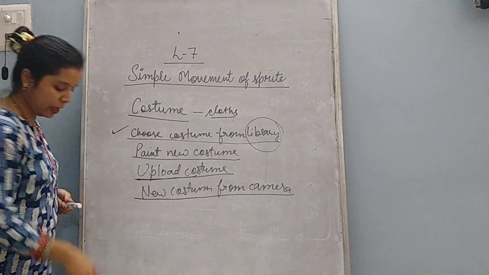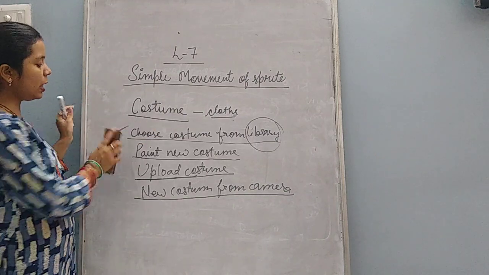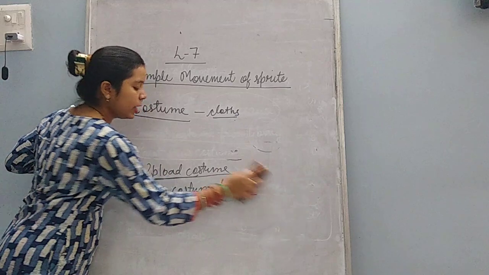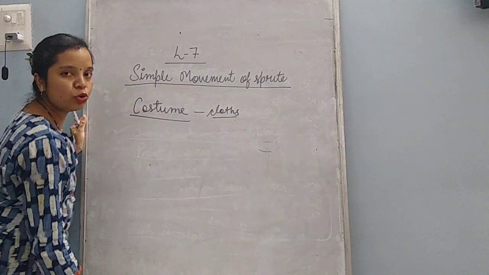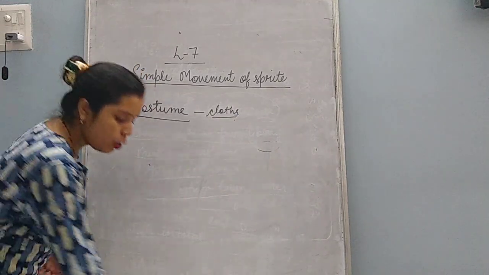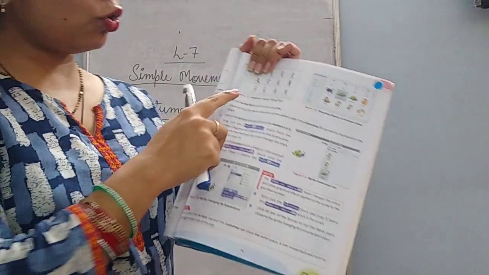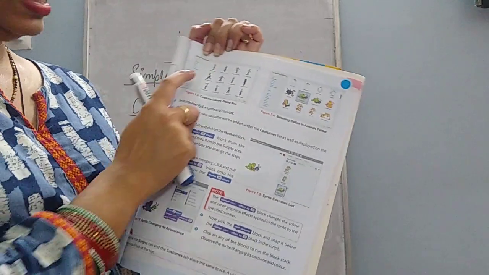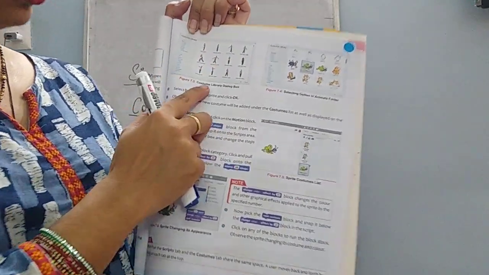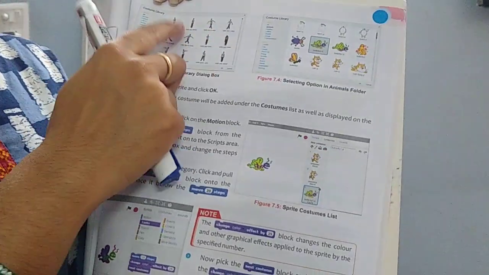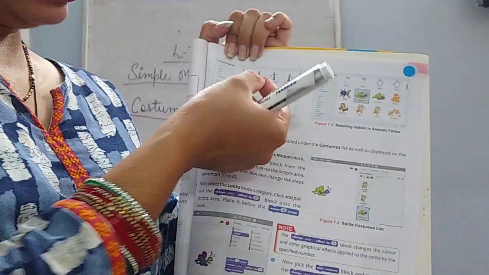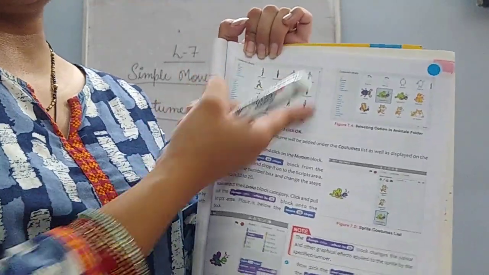Choose costume from library. When you click on the costume option, after that you have to go to choose costume from library. When you click on this option, so many costumes will be available in your Scratch. Like here you can see this is a costume in which human beings are given. You can choose any sprite from here. So in place of the cat, this picture will come in place of the sprite.